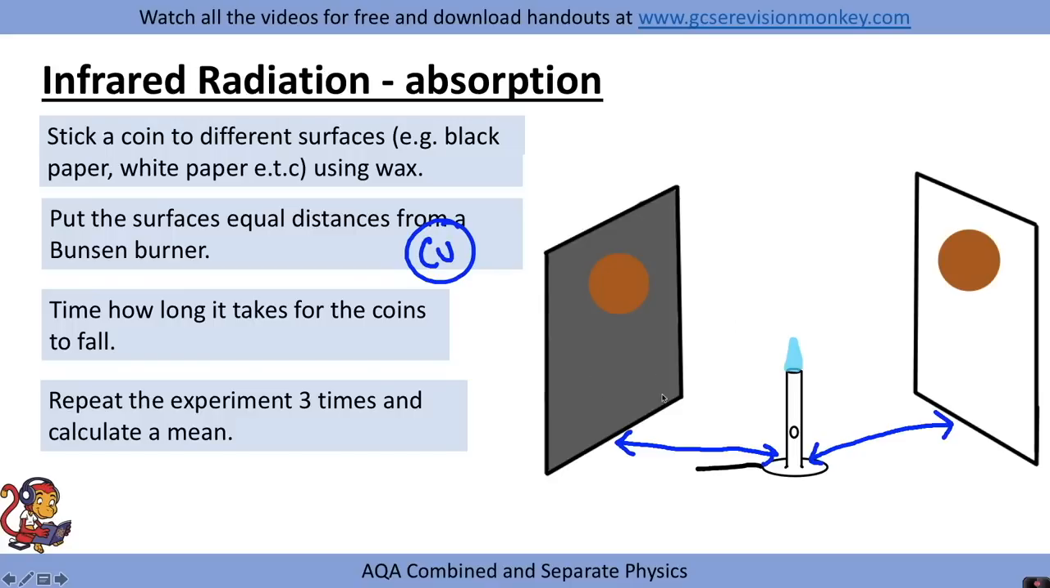So the materials that are better at absorbing infrared radiation, like matte black, are not only good emitters of radiation, but if you are a good emitter, you are also a good absorber. So this material should absorb the infrared radiation that's coming from the Bunsen burner a lot quicker, causing the wax to melt and the coin to drop quicker than, for example, a white surface.